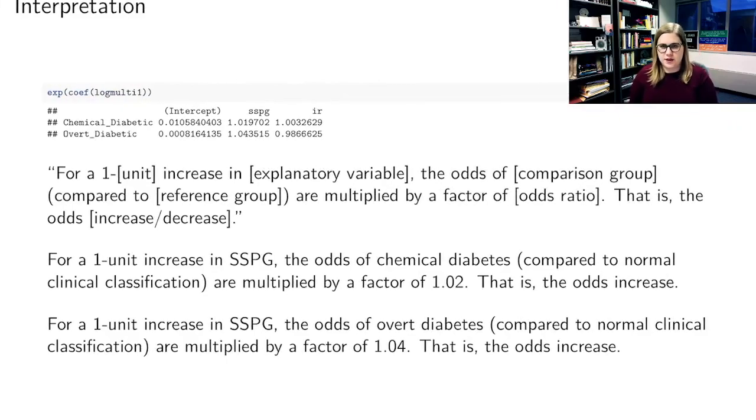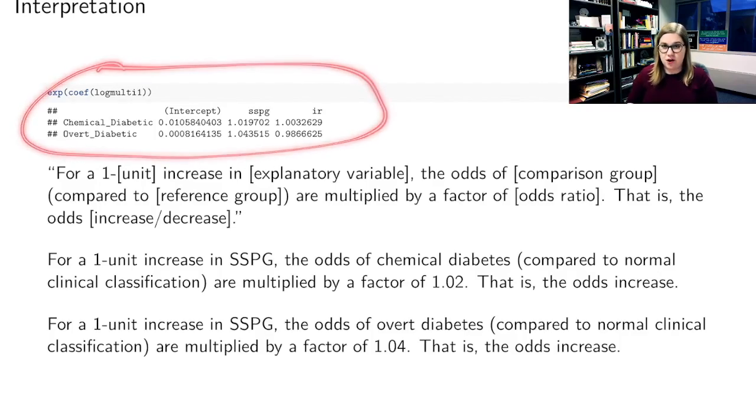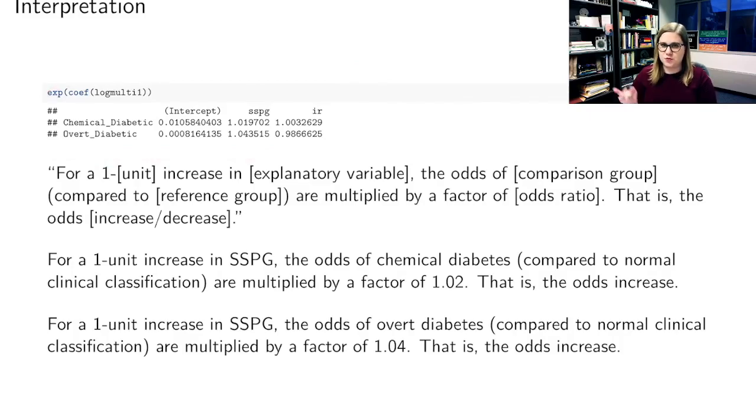So one of the ways that we might want to use our model would be to do some interpretation. On this page, I've exponentiated my coefficients so that they are odds ratios, just like I would do for regular logistic regression. And then I have my recipe sentence here. It's very similar. We've got our 1 unit increase in our explanatory variable, we've got the odds, but now we're saying the odds of comparison group compared to the reference group, and then they're multiplied by a factor of the odds ratio, and that is the odds increase or decrease.